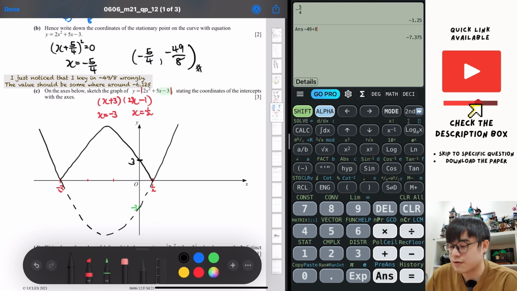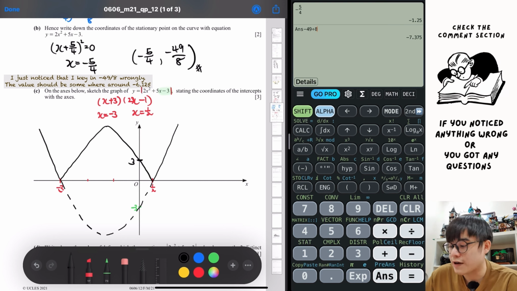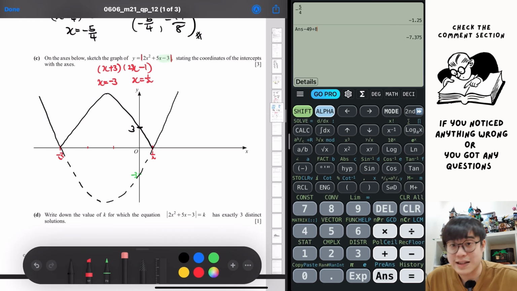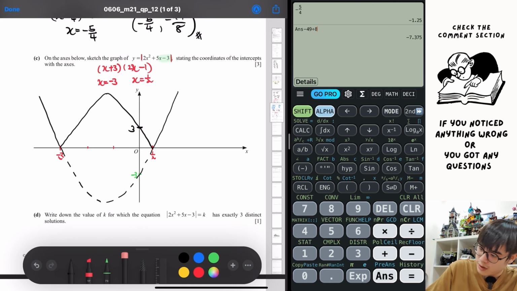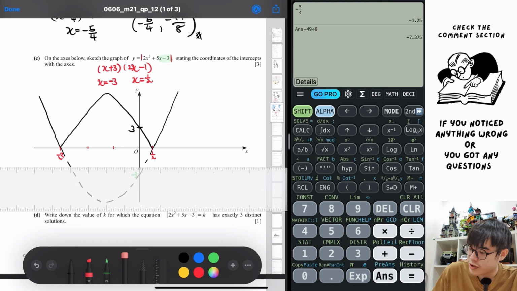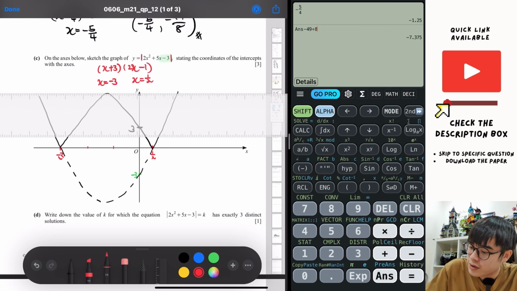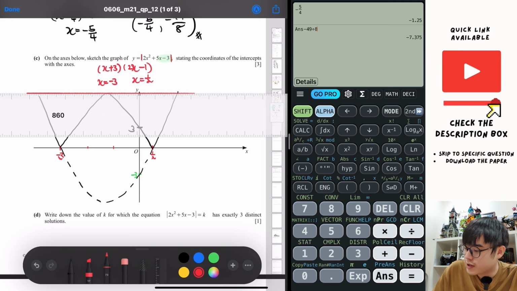Okay, so this is how you sketch out modulus. You can either get rid of the entire dotted part, or if you want to leave it there, then make sure you change it into a dotted line. Okay, so that's pretty much it for part C. And D over here, they mentioned that it has exactly 3 distinct points. So what they're trying to tell you is that the question is actually referring to this part. The so-called number of solutions is actually the intersection.